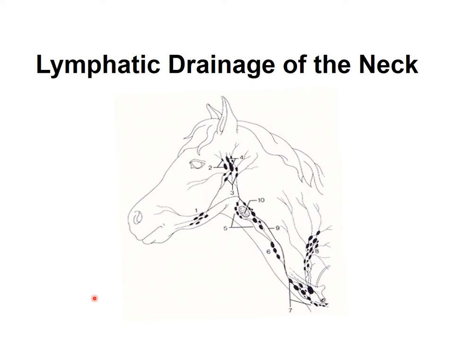What are the borders for? I mentioned earlier the location for the cranial, middle, and caudal deep lymph centers. They're all along the trachea. One is at the level of the thyroid gland, which is basically the very first tracheal rings. The middle is in the middle of the trachea, and the caudal is at the thoracic inlet.